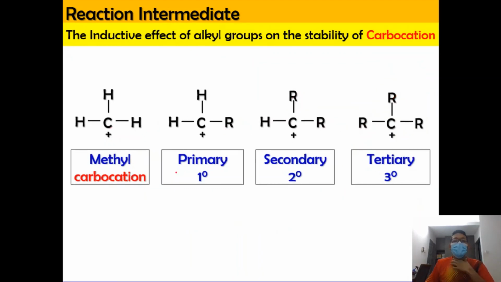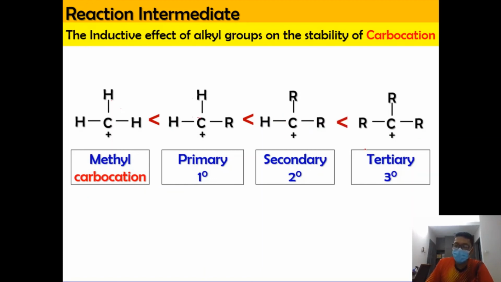Now we're going to look into the carbocation. For the carbocation, it's basically the same as the free radical. So the primary carbocation is going to be more stable than the methyl carbocation, and the secondary carbocation is going to be more stable than these two. Meanwhile, the tertiary is going to be more stable than these three here.